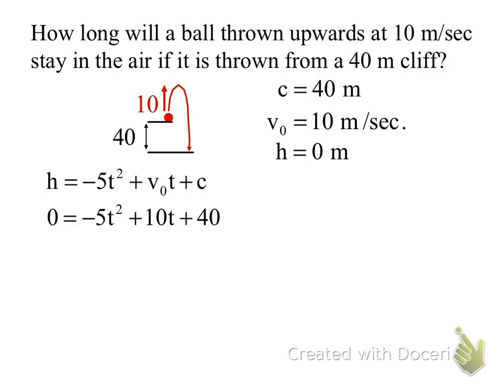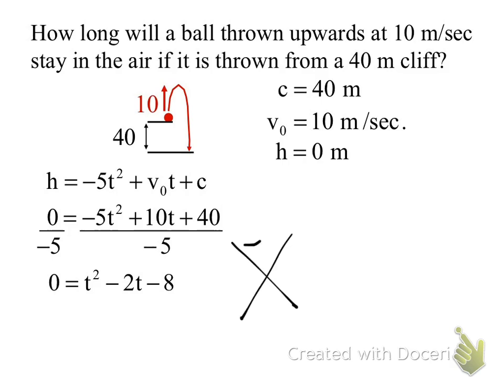And when I do that, to both sides of the equation, I get -5t squared divided by -5 is t squared. 10t divided by -5 is -2t, and 40 divided by -5 is -8. Now that's something we can factor. Now at this point you have two methods to solve. You can use your square root method or your factoring method. Since this is easily factored, we're going to use our X marks the spot: what multiplies to -8 and adds to -2? That would be -4 and +2.